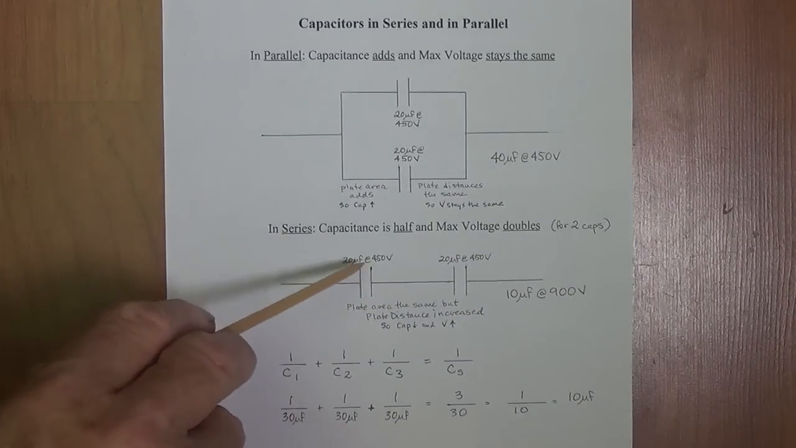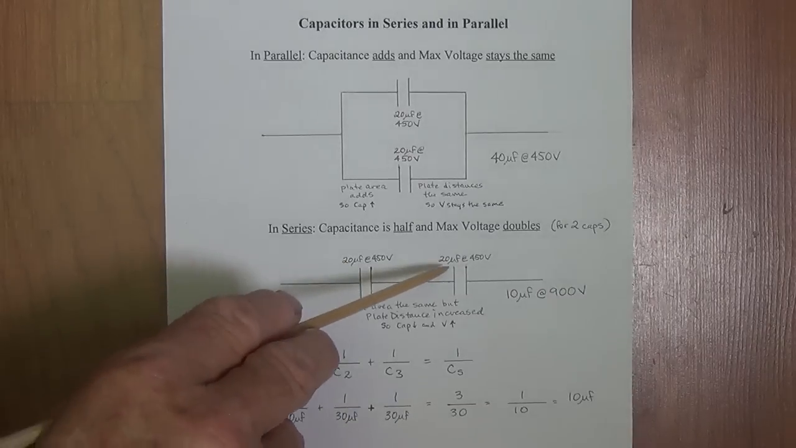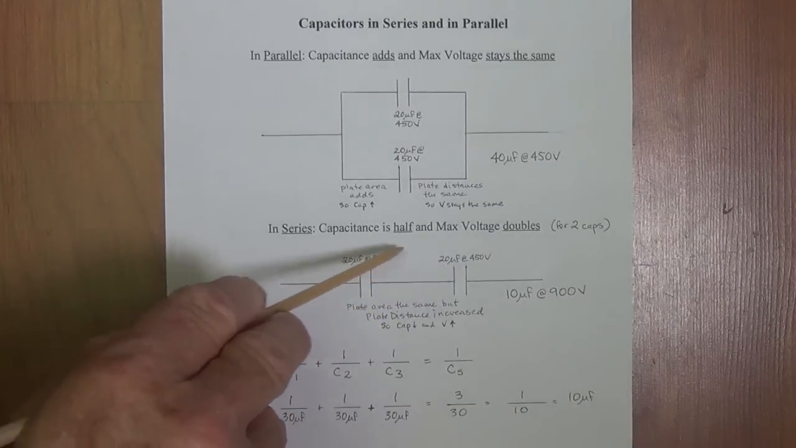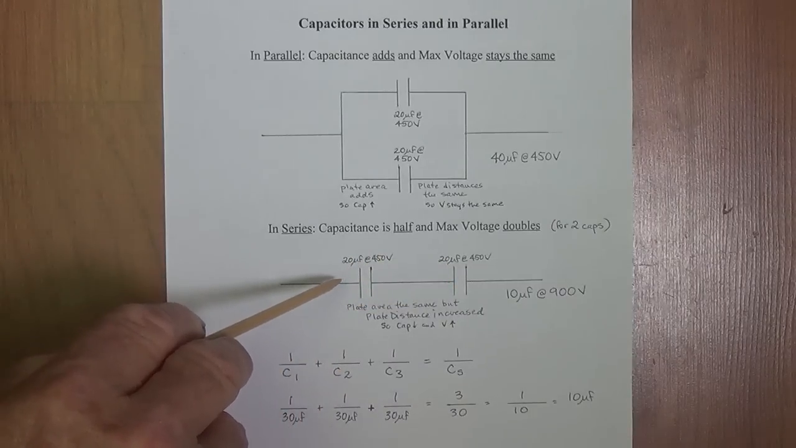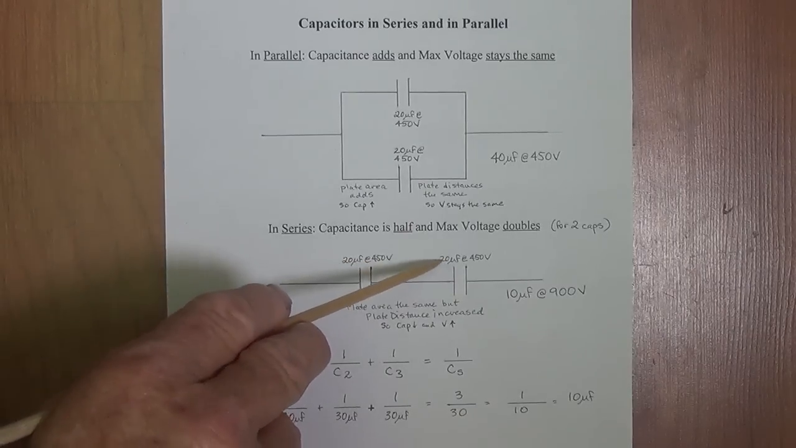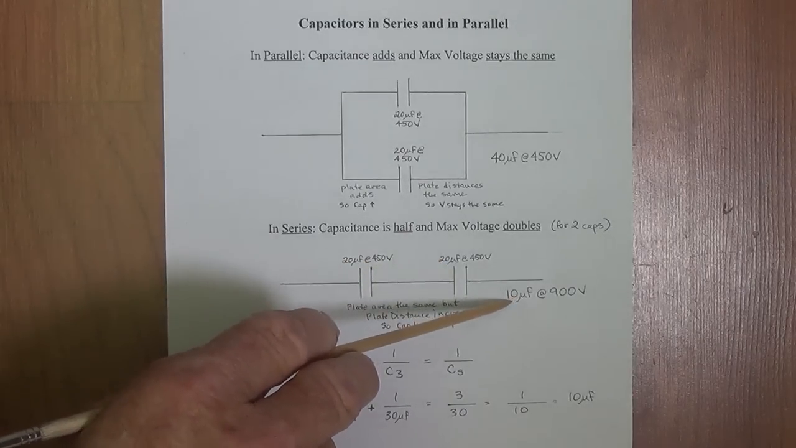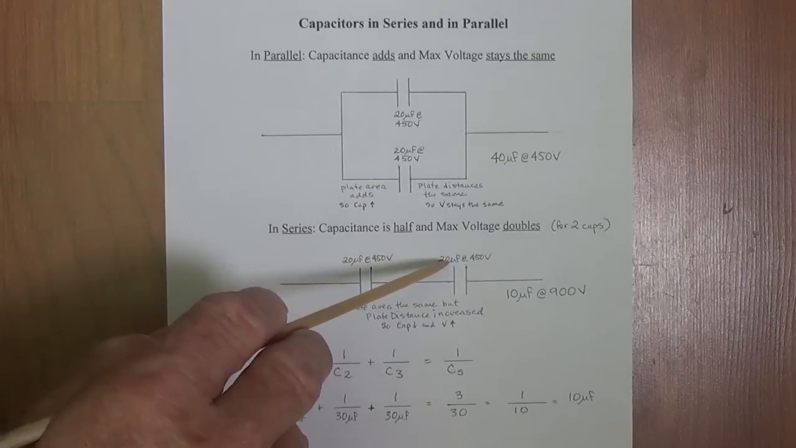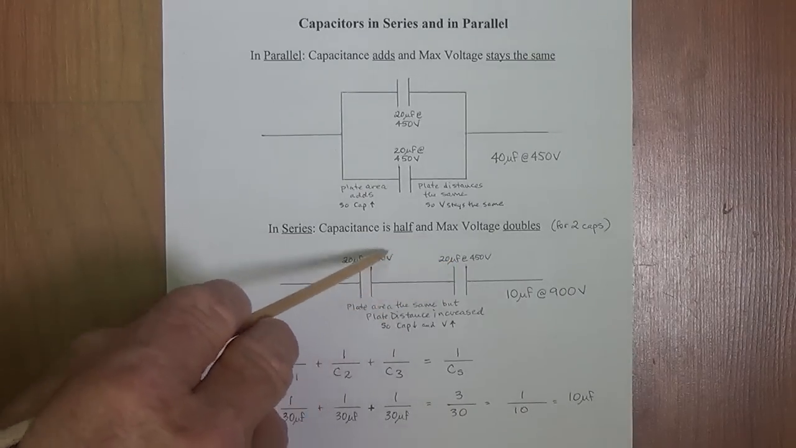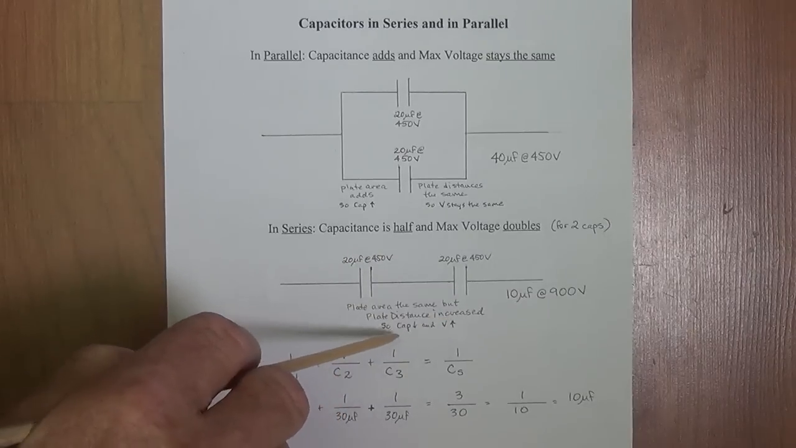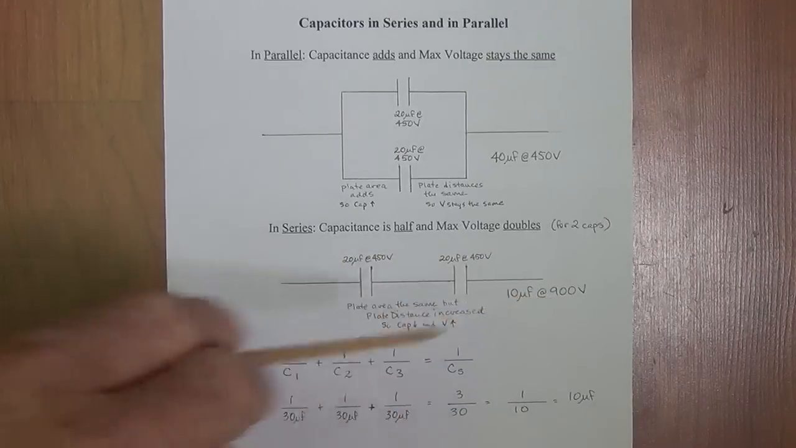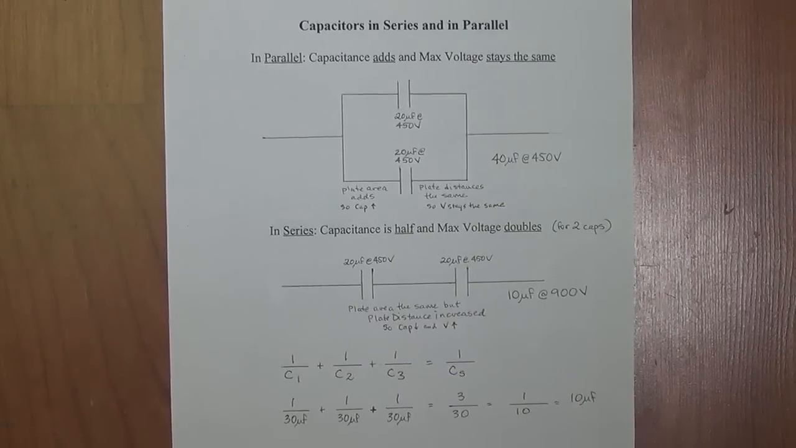The plate area is going to stay the same. It's still a 20 microfarad capacitor plate area, but because the distance increases between the plates, we know that that reduces capacitance. In this case, 20 plus 20 will be reduced to 10 microfarads for the pair in series. And also we know that increasing the distance between the plates increases the voltage rating, so the 450 plus the 450 will add up to 900 working volts.